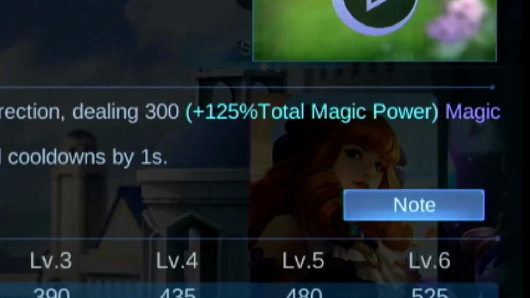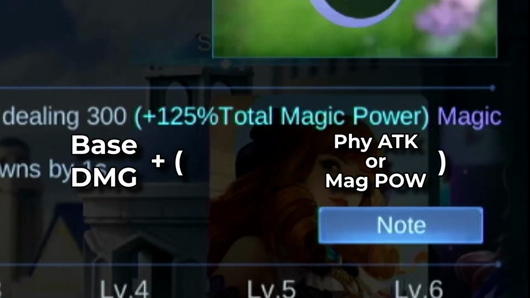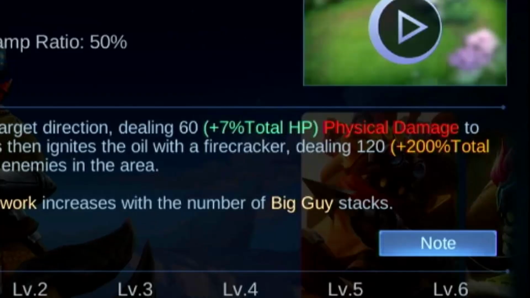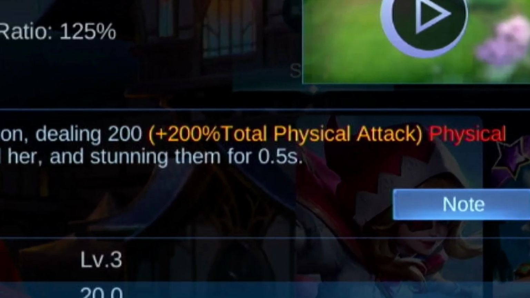So for most attacks, the gross attack damage is calculated with a base damage plus the product of a physical attack or magic power stat multiplied by a multiplier. Sometimes other stats such as HP or even defense and mana can be used as part of the multiplier. Let's take a fairly simple hero as an example. Ruby's ultimate has a pretty straightforward damage calculation.